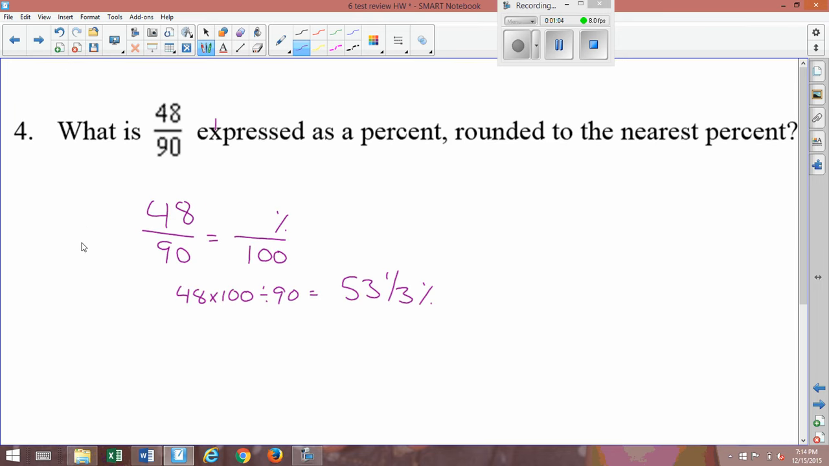What is 48/90 expressed as a percent? Round to the nearest percent. 48 over 90 equals percent over 100. That is part over whole. And you get 48 times 100 divided by 90 is 53 1/3%.